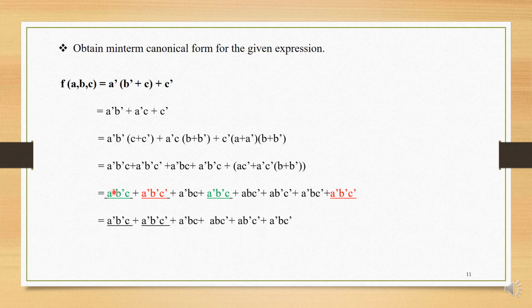Now we can rewrite the same expression by applying a Boolean postulate x plus x equal to x as a bar b bar c plus a bar b bar c bar plus a bar b c plus a b c bar plus a b bar c bar plus a bar b c bar. Now, representing the minterm canonical form, whatever we have arrived at here, we can represent the same thing in decimal notation by f of a b c equal to summation m 0, 1, 2, 3, 4, 6.